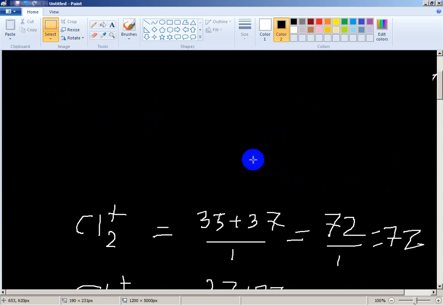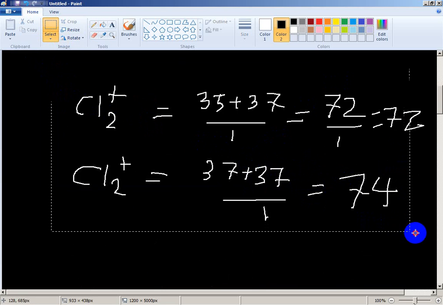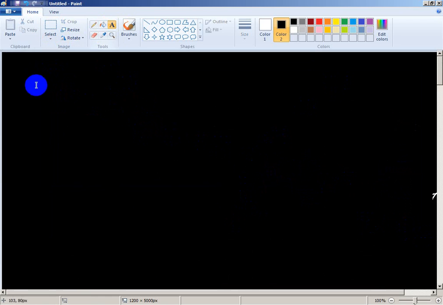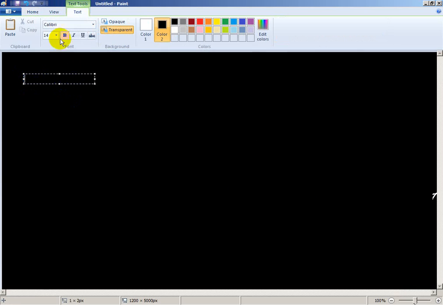Okay, so what are the relative masses of the two isotopes? Question number A, what is answer A? Question number A.